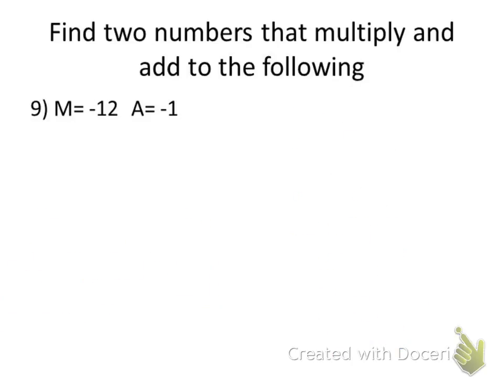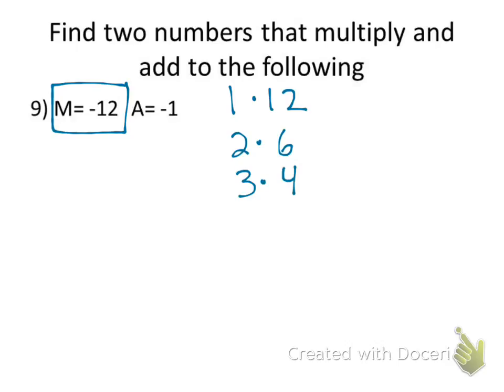All right, here's number 9. So I'm going to multiply to -12. So the ways to make a 12 are 1 and 12, 2 and 6, 3 and 4. How many of those numbers in each pair need to be negative? One of them.